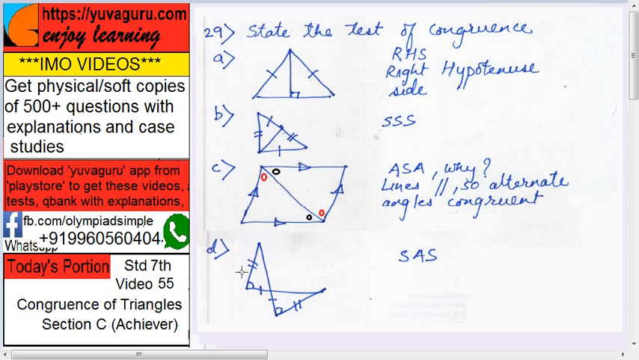Next, this one. This is easy. See, these are the two triangles: side, angle and side. Side, angle and side. The angle is between these two congruent sides. That is important. That's why it is the SAS test.